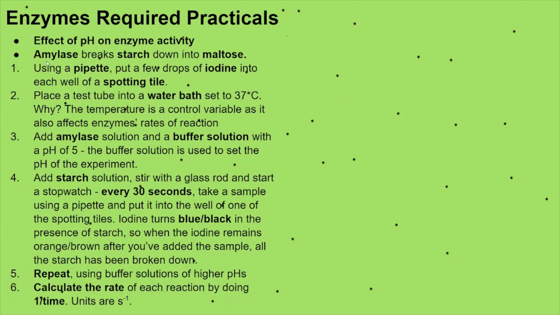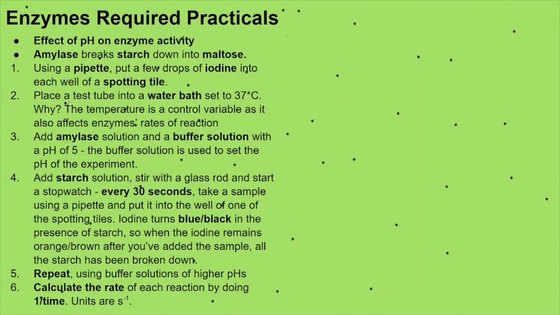The key thing to remember about this practical is we're going to be investigating amylase, which breaks down starch into a sugar called maltose. So the first step is using a pipette, put a few drops of iodine into each well of a spotting tile. Now, something to remember, this is going to come up in the next practical as well, iodine turns blue-black in the presence of starch, which is obviously why we're using it, so that we can tell when all the starch has been broken down by the amylase.